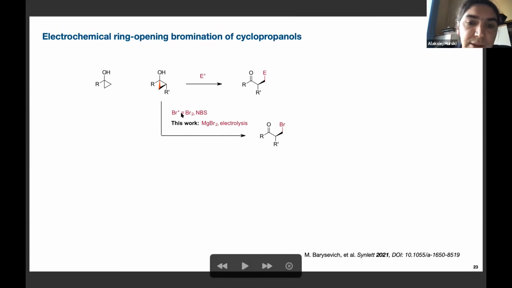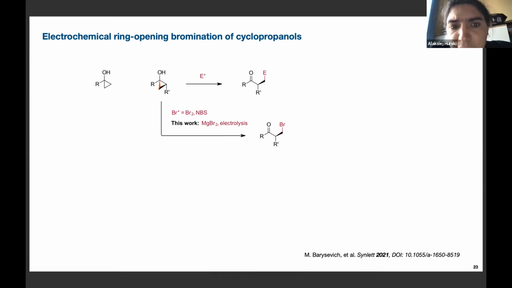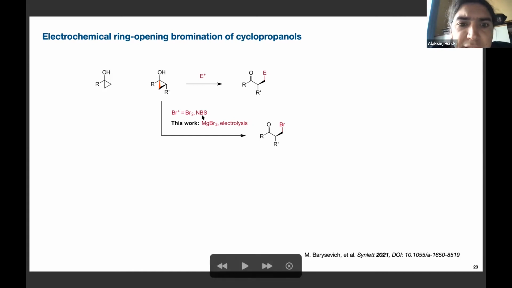The reaction we investigated was the electrophilic bromination of cyclopropanols. This is a known reaction, but previously it was suggested to use molecular bromine or N-bromosuccinimide. These reactions are quite aggressive. And moreover, N-bromosuccinimide is not an ideal reagent in terms of atom economy because it contains extra atoms. We thought that we could generate bromine cations during the electrolysis of magnesium bromide salt. And it really did work.